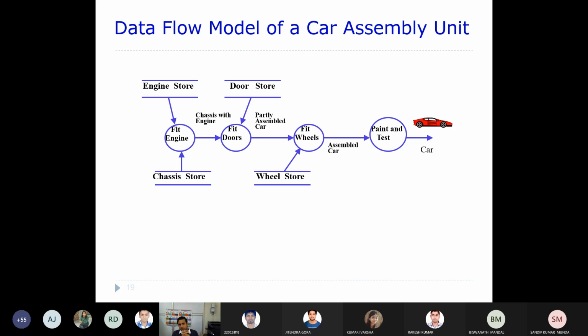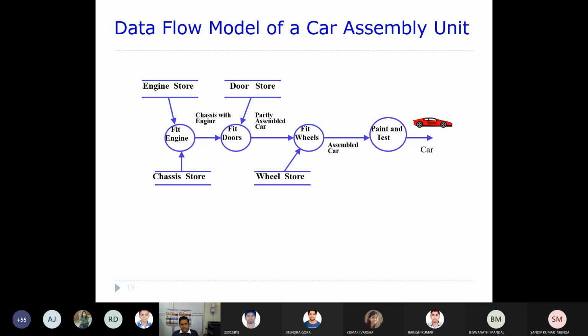Here this function, whatever car comes as input, carries out certain processing. That means it will paint the car and then test the car, and ultimately what we see is a car output, right? So this is how assembling a particular car is carried out. We have seen this through a data flow diagram. That means there are a certain number of processing functions, and between these processing functions some data is being exchanged. This is what I told you.